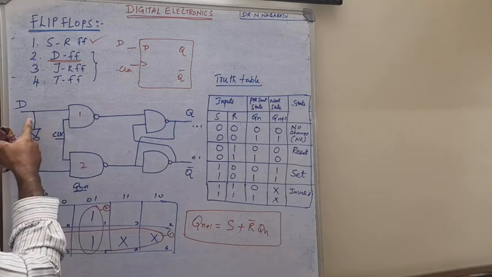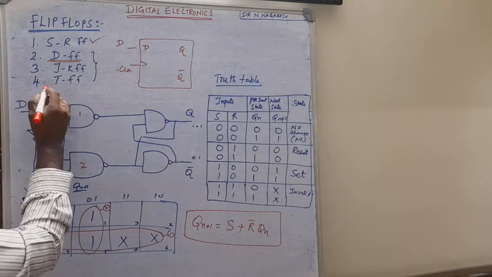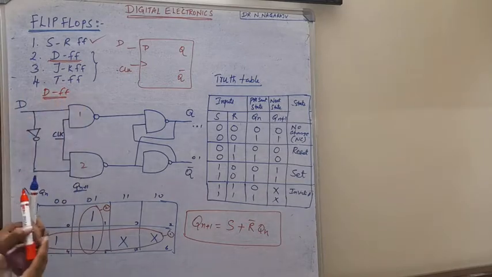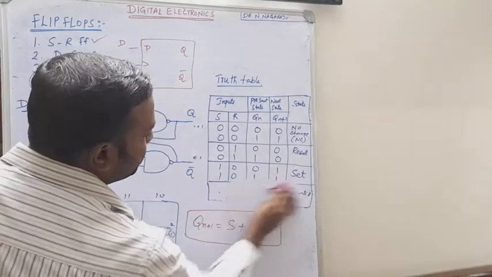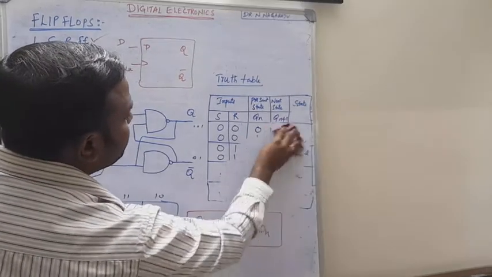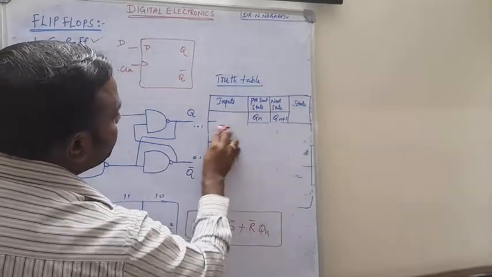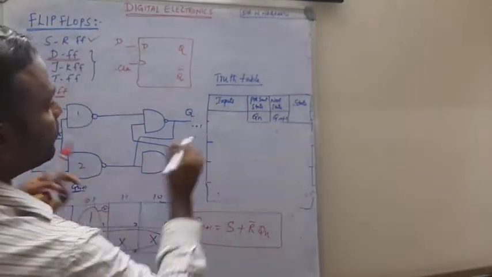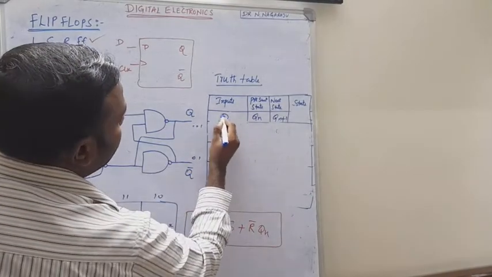Now I am going to construct the truth table. See, here only one input is there. So we are concentrating on the D flip flop. The same thing I am going to change here. Here the input is only one input, that is D.